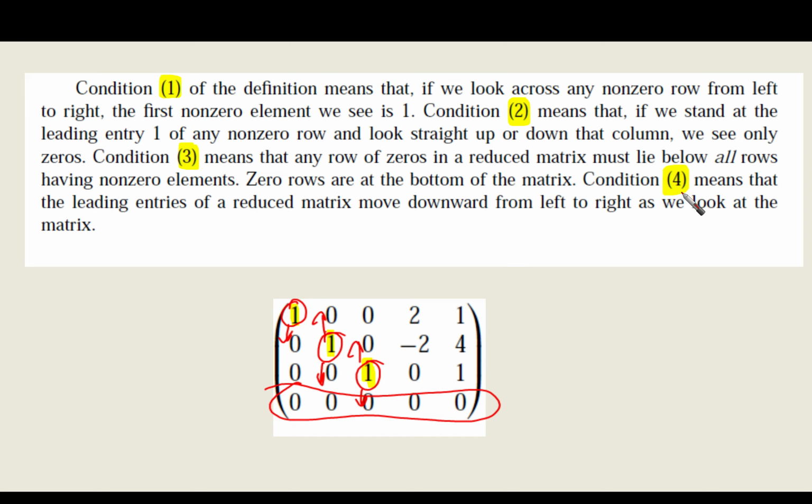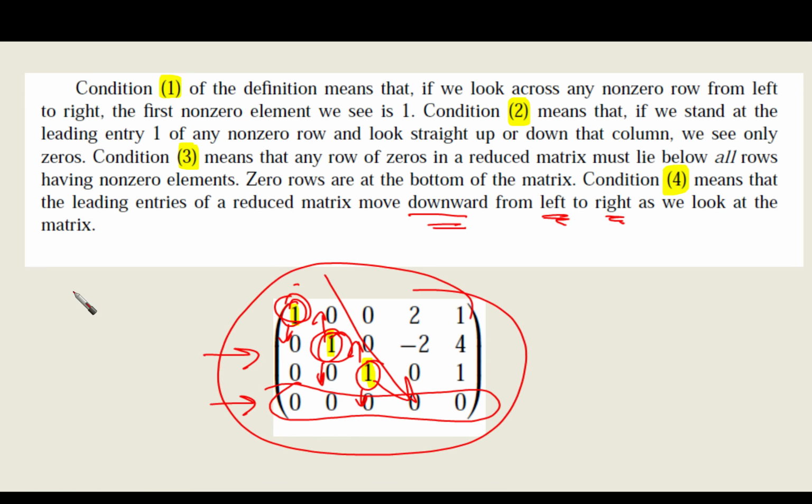And condition 4 means that the leading entries of a reduced matrix move downward from left to right as we look at the matrix. That's right. You can feel it and you can see it here. This is one leading entry, going from left to right and going down like this. Okay, so this is the shape, and these are the meanings of the conditions that we explained in the previous slide.